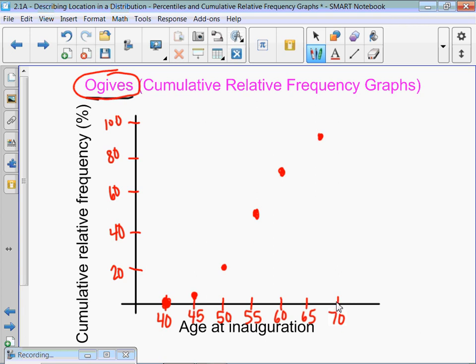And everybody so far has been under 70, except for, how old is Trump, you guys? I don't even know. Really? Interesting. Okay. And then we connect our dots. And it should go all the way up, right, from 0 to 100.